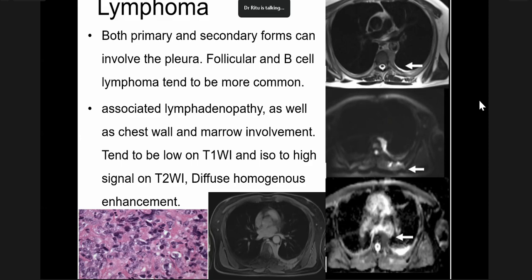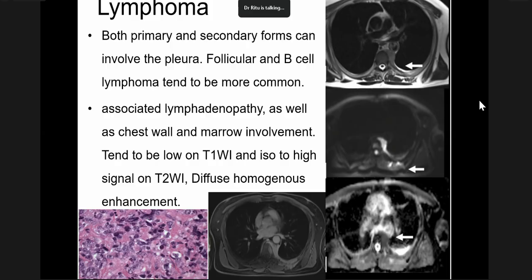Lymphoma: very rare to see de novo pleural lymphoma. In general, the pleura gets secondarily involved if there is a mediastinal tumor or there's marrow involvement by the lymphoma, and then the tumor extends through the bone into the adjacent pleura. Now, you can have a pleural lymphoma arise de novo from chronic irritation secondary to an empyema.